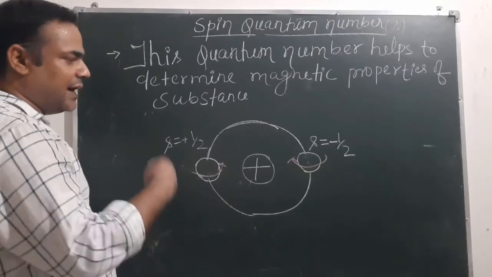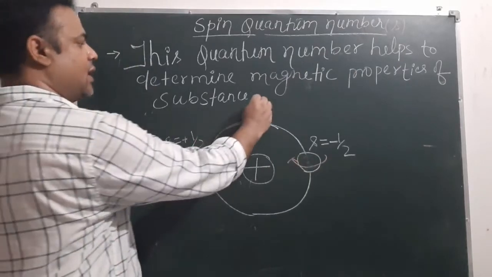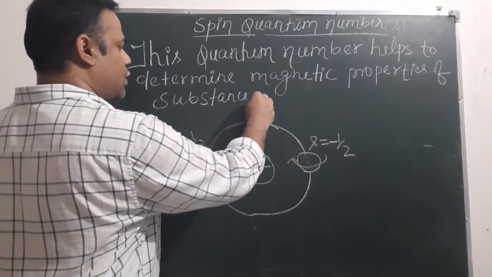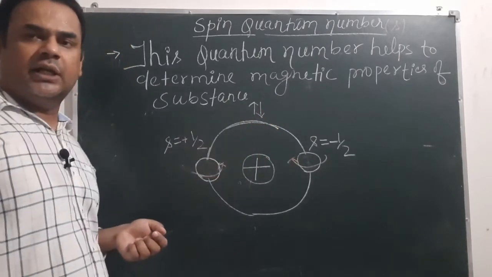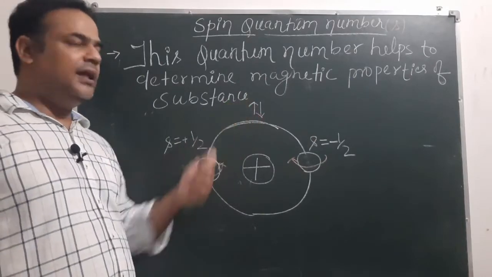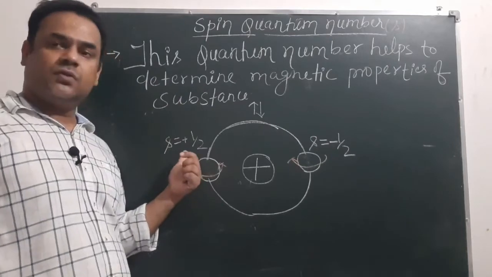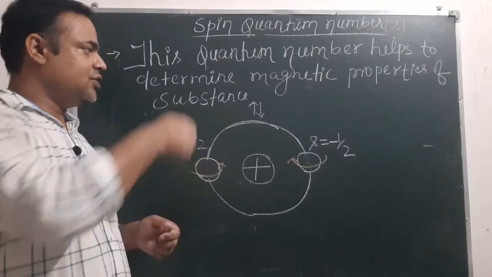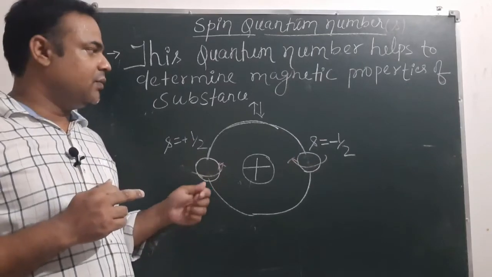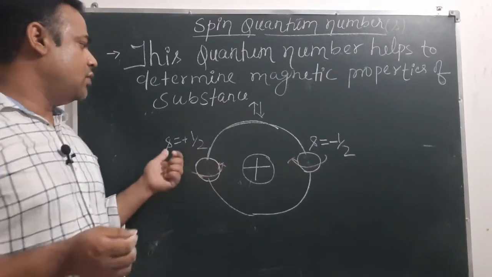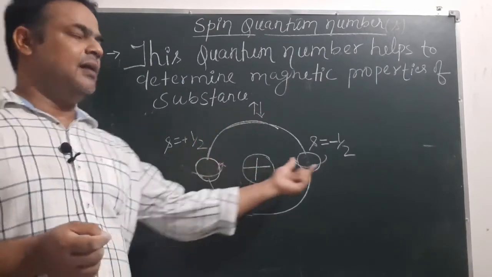And when we write electronic configuration, whenever we show an electron in an orbital, we represent it by two arrows, one vertically upward, another vertically downward. The vertically upward arrow indicates anti-clockwise spin of the electron about its own axis, and the downward arrow indicates clockwise rotation of the electron about its own axis. So it has two quantum numbers, spin quantum number plus half and minus half.